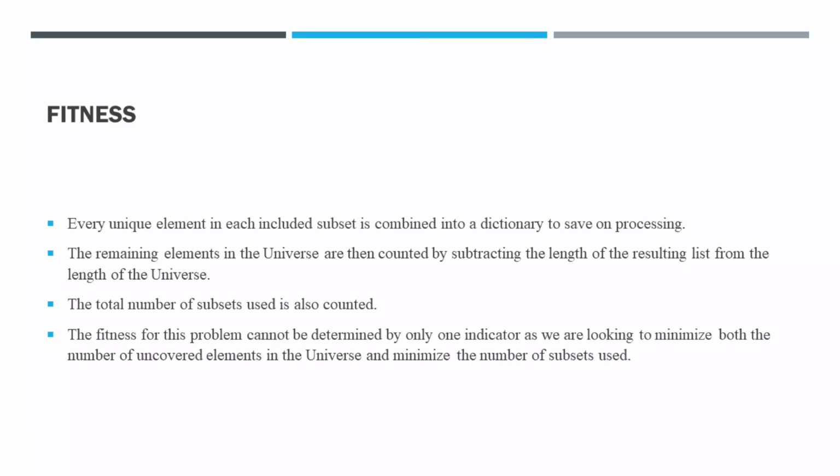After we create the initial population, the algorithm begins to iterate through starting at the fitness function. And here, every unique element in each included subset is combined into a dictionary to save on processing. The remaining elements in the universe are then counted by subtracting the length of the resulting list from the length of the universe. The total number of subsets used are also counted, since we need to know that as well. The fitness for this problem cannot be determined by only one indicator, as we are looking to minimize both the number of uncovered elements in the universe and the number of subsets used.